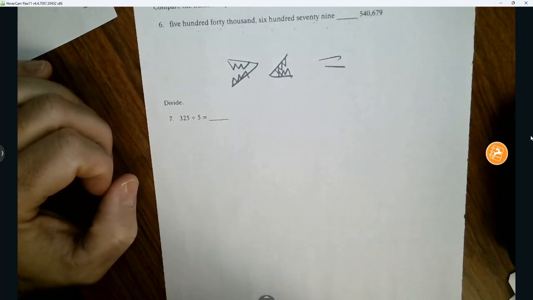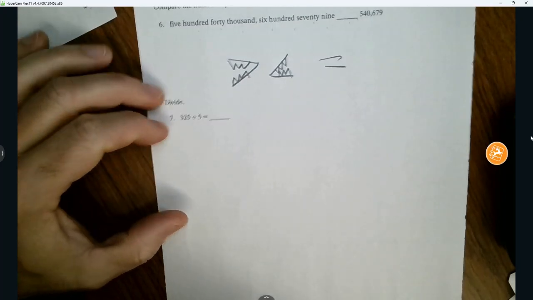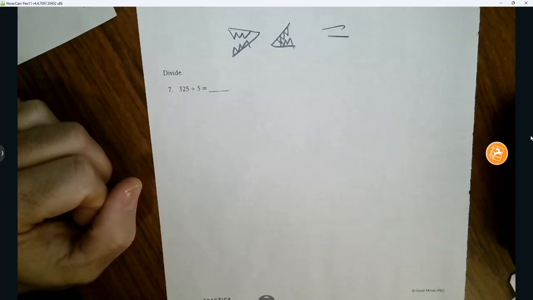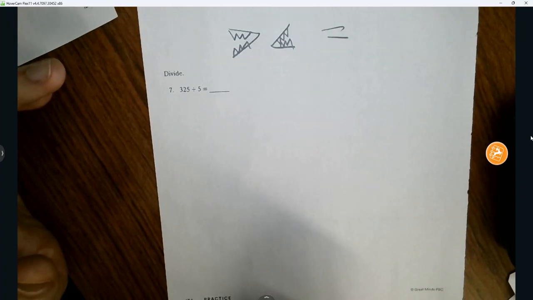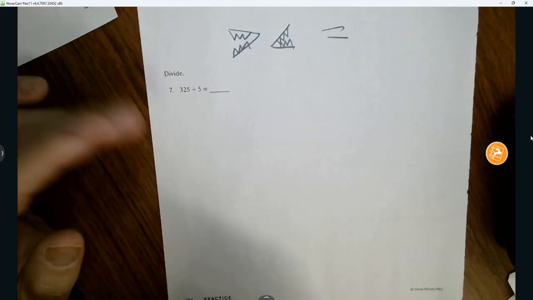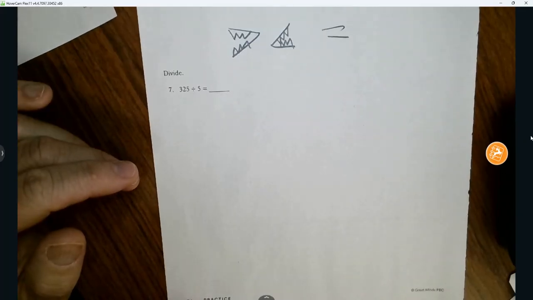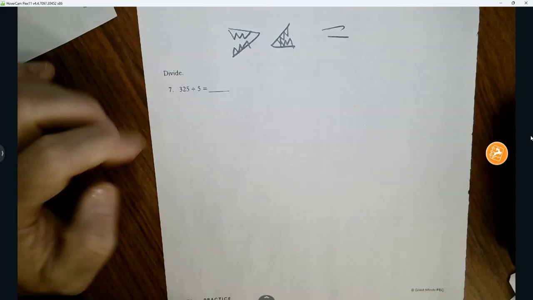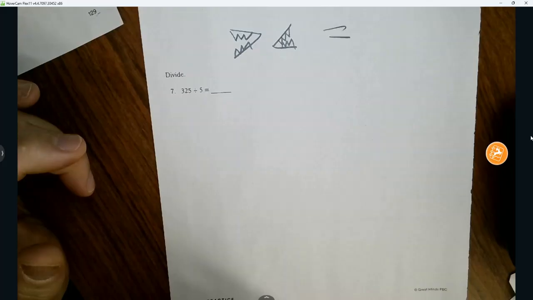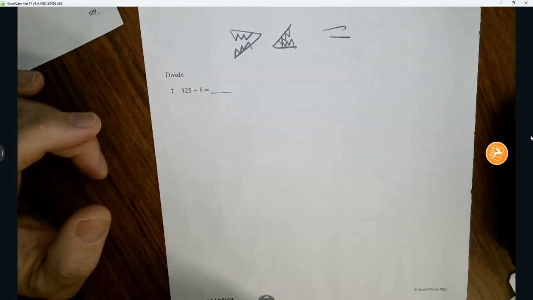Divide 325 by 5. It doesn't tell you how to do it. Do it however you want. However you want. You want to draw 5 pizzas and try to figure it out? Go for it. I wouldn't do it that way. That seems crazy to me. That's a lot of extra work. Okay? If you want to break this down, that might be a good way to do it.